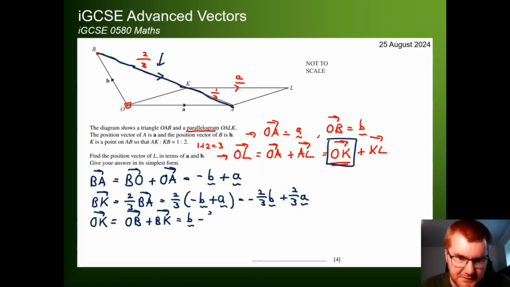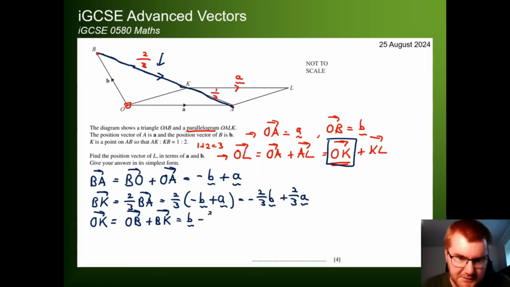Now, OK is not the answer we're looking for. Remember, we're looking for the position vector. We're looking for OL here. So to work out OL, just like I did above, we need to go from O to K, which we just worked out, plus KL, which we already know. So we have then 2/3 A plus 1/3 B. And then we've got this vector K to L. That's just equal to A.